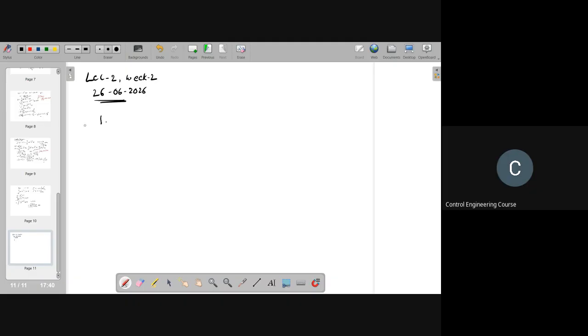Let us find an example. Find the Laplace transform of x of t equal to (t minus 2) whole square e to the power of minus 2t.